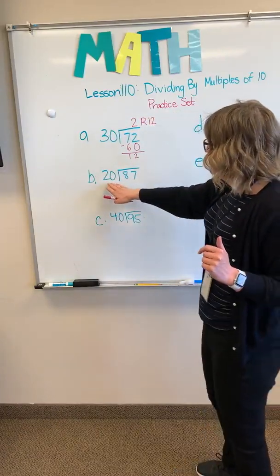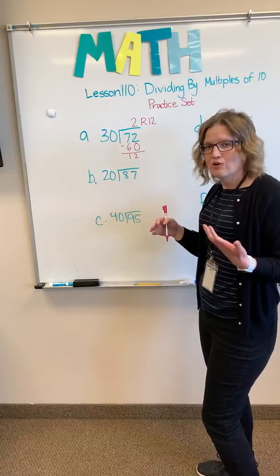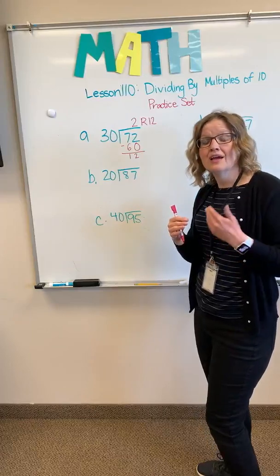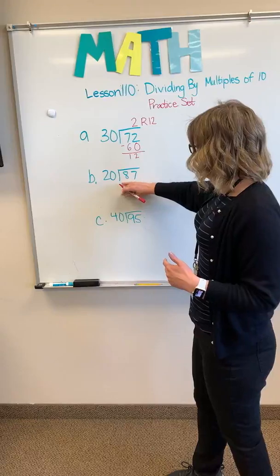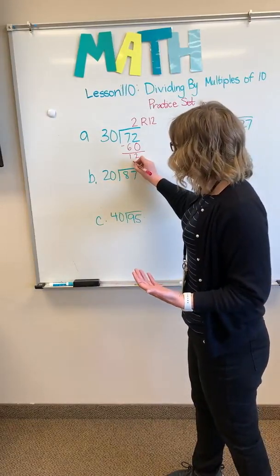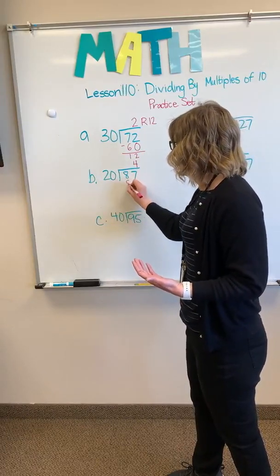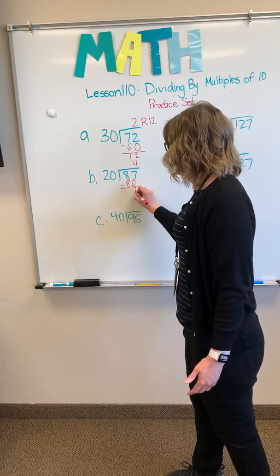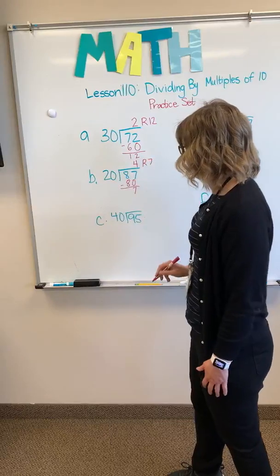Our next one, 87 divided by 20. Okay, I know that 4 times 20 is 80. And that is going to be the closest I can get to 87. So I put 4 here. 4 times 20, we know it is 80. We subtract, we get a remainder of 7.